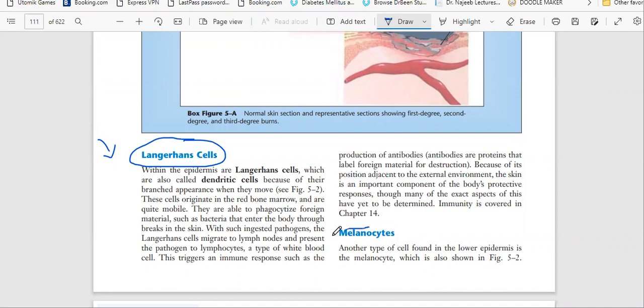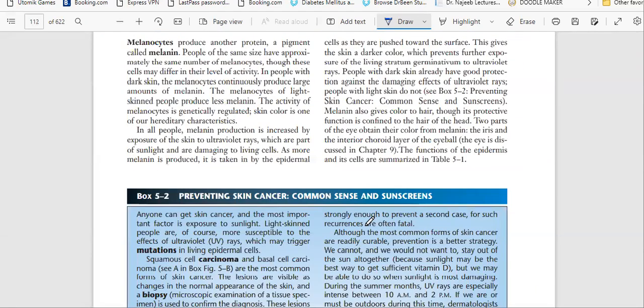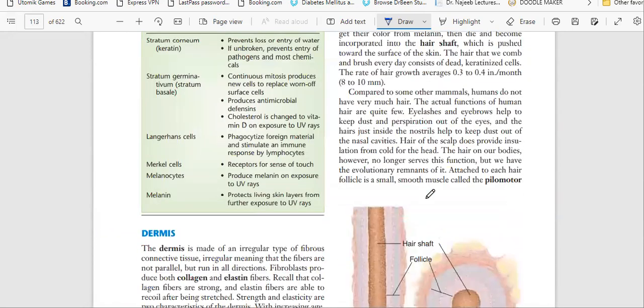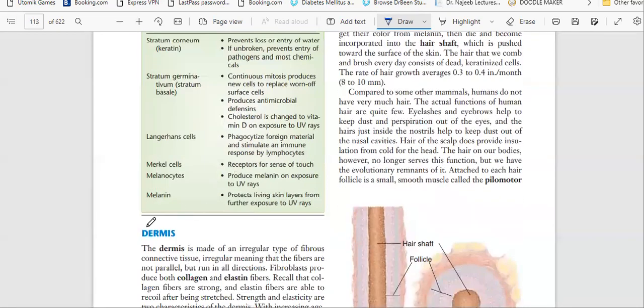And then we talked about melanocytes. Melanocytes produce melanin, which gives dark color. So whenever we go out on a sunny day regularly, our skin will become dark. Why does this happen? Because melanin protects our skin layers from harmful rays coming from the sun. So now we have talked about the basic things in the epidermis. Now we have to start the dermis.